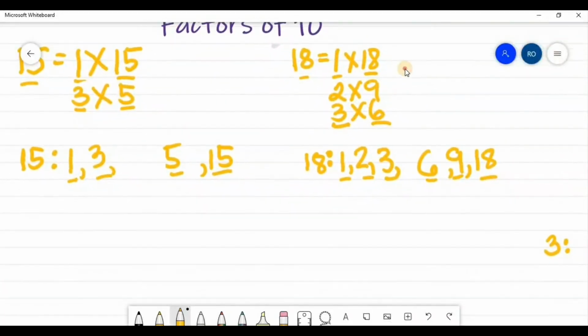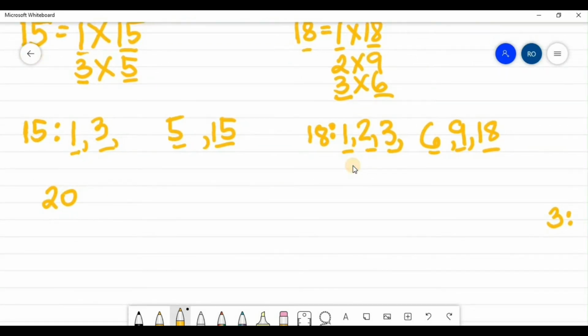Now let's take the last example for finding factors of a number. So let's have 20. Let us write all the factors of 20. To start with again, let's start with 1. Okay, 1 times the number itself, 20. 1 times 20 is 20. So 1 and 20 are factors of 20.